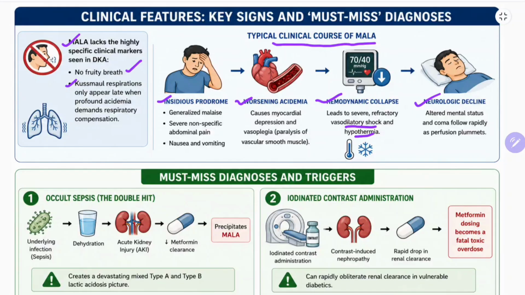This is the clinical course of MALA. First there will be a prodrome of GI symptoms: nausea, vomiting, severe non-specific abdominal pain, and generalized fatigue. This will progress to reduced cardiac output and severe refractory vasodilatory shock, and that will progress to neurological dysfunction. So that is the course of MALA.